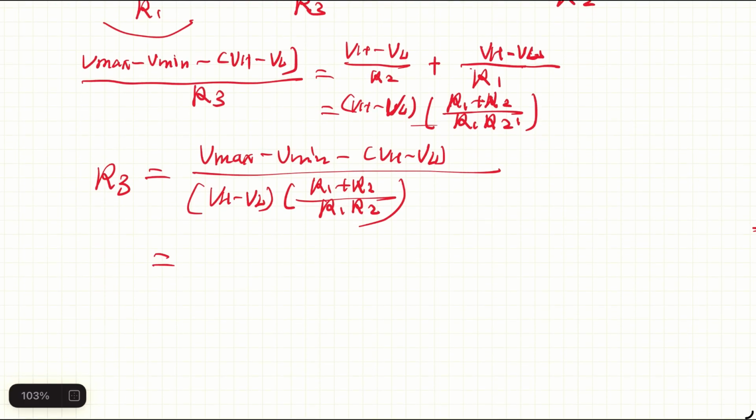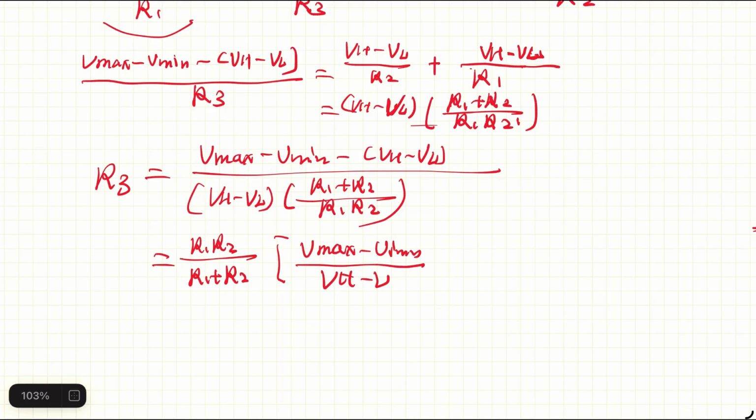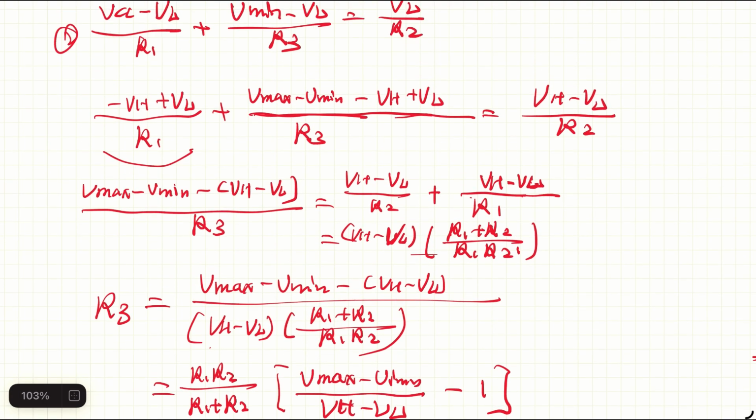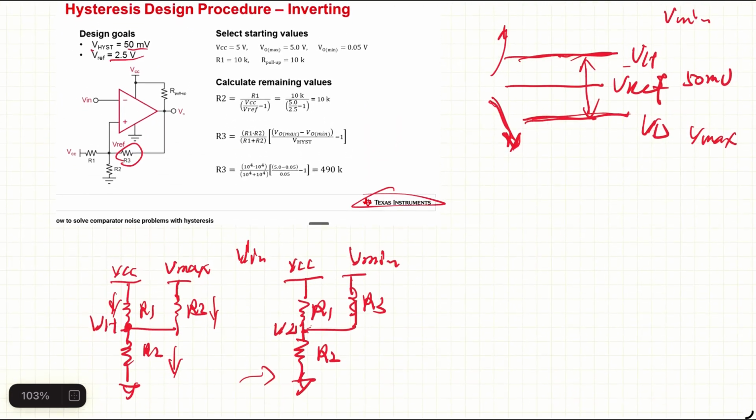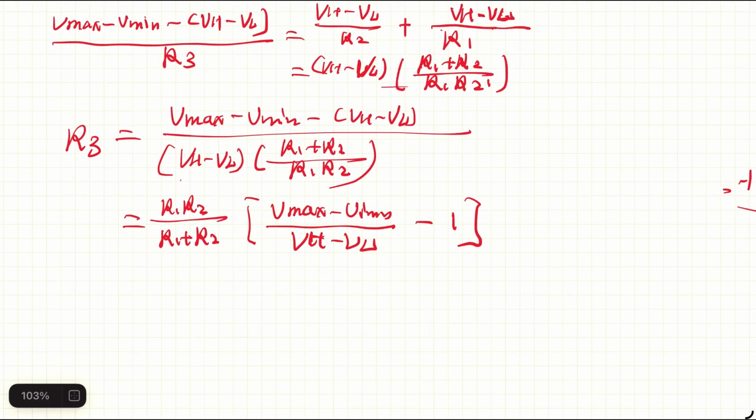Okay, so let's move this outside. So what we have is R1 R2 over R1 plus R2. What we have left over is V max minus V min divided by V high minus V low, and minus V high minus V low divided by V high minus V low, that's 1. So we just simplify this equation like this. And remember, as we mentioned here, V high minus V low is V hysteresis.